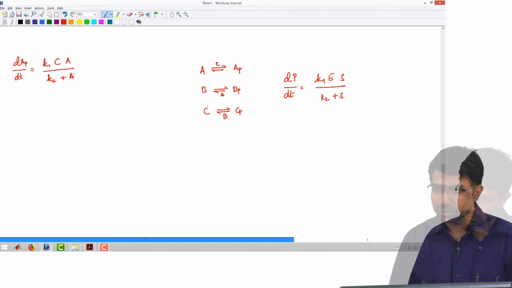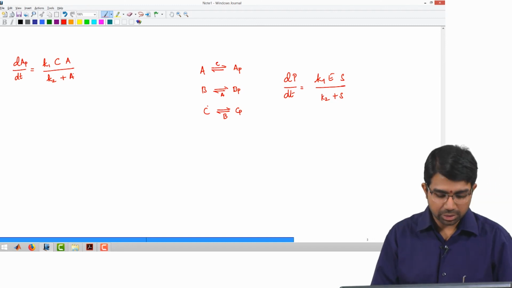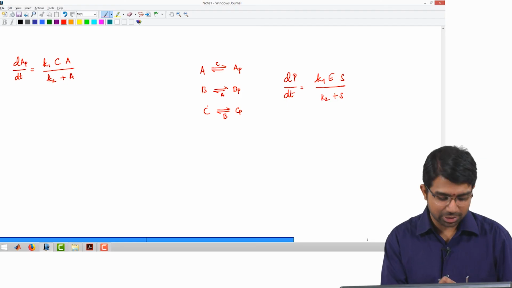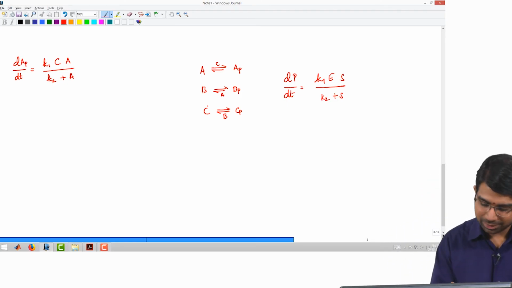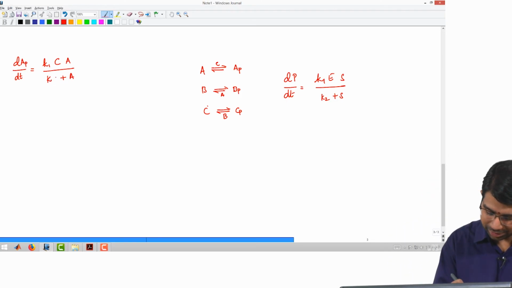Is that right? Well, not necessarily. K2 is not the backward reaction, this is actually the Km. So, let us not even write it as K2, for simplicity I wrote it as K2. So, let us call it Km1.